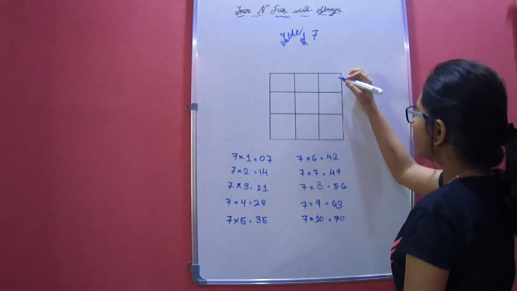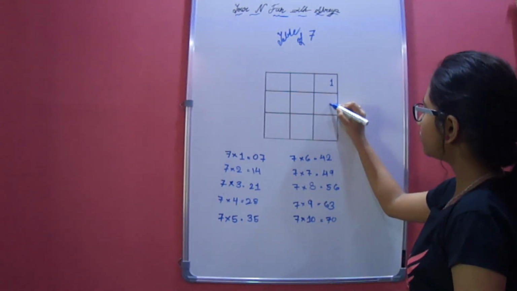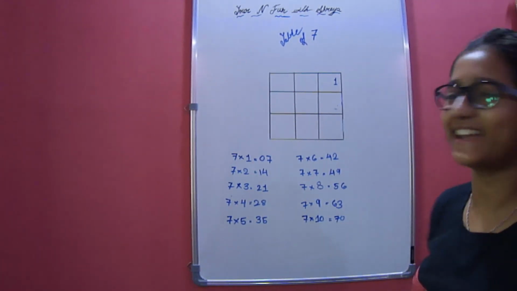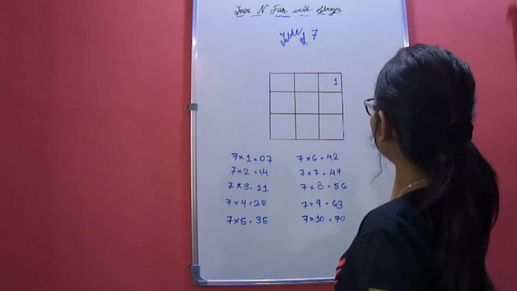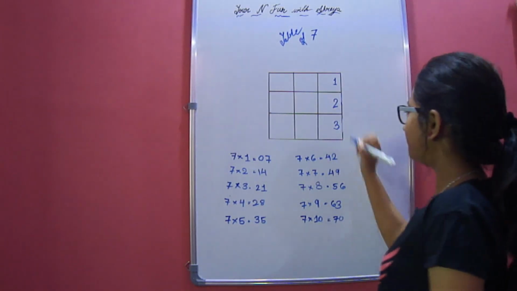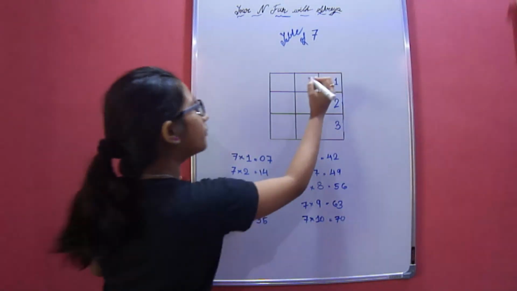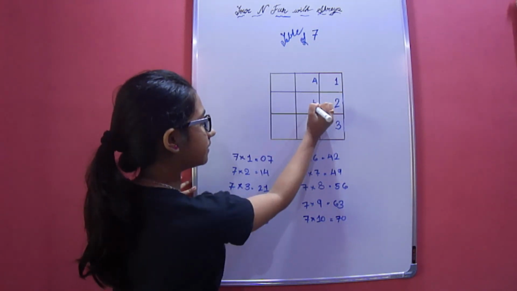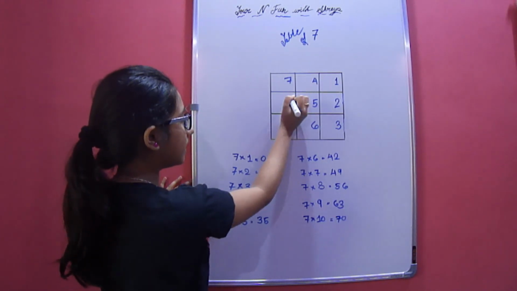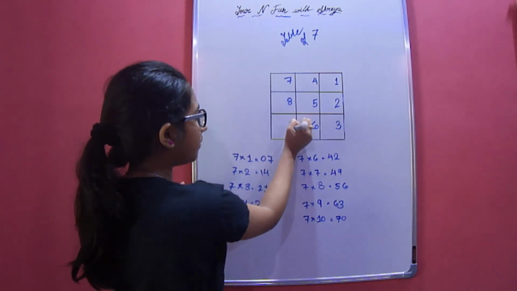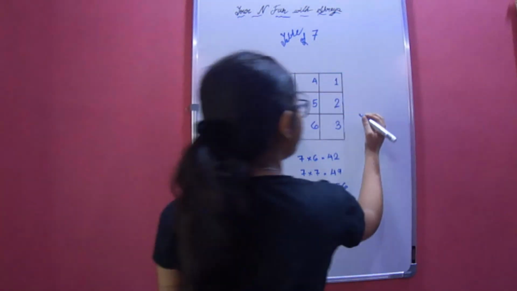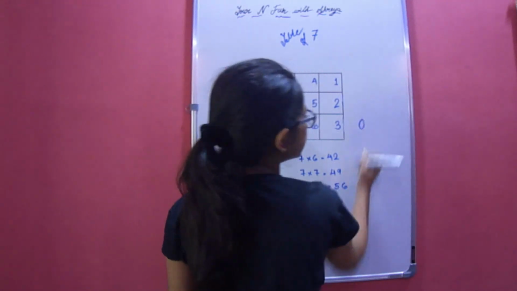First 1, 2, my board just keeps moving. So let's try that again. 1, 2, 3, 4, 5, 6, 7, 8, and finally 9. And after writing these, we will of course be adding the exceptional 0 here.